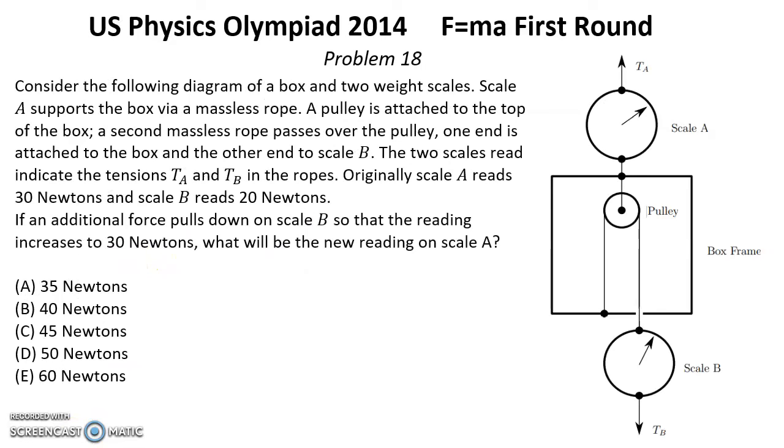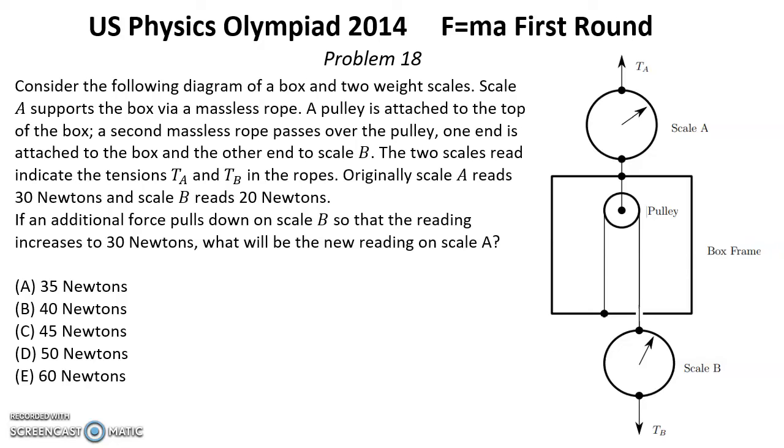Problem number 18. Consider the following diagram of a box and the two weight scales. Scale A supports the box via a massless rope. A pulley is attached to the top of the box. A second massless rope passes over the pulley. One end is attached to the box and the other end to scale B. The two scales indicate the tensions TA and TB in the ropes.